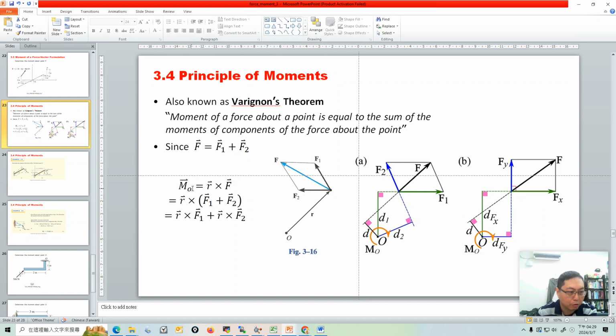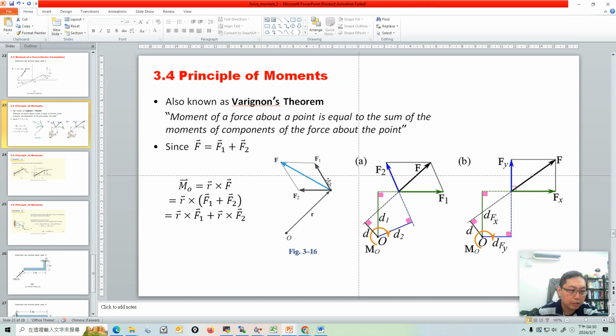3D case, moment is equal to the position vector cross the force vector, but sometimes we can decompose the force. Force vectors add to become a resultant force vector, but in reverse, a force can be decomposed into two force vectors. Sometimes when you do the force decomposition, it will make the calculation easier.